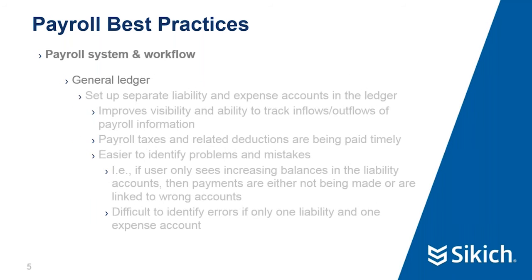The next item related to payroll system and workflow would be to review your general ledger setup. We do recommend that you have separate liability and expense accounts in the general ledger, again, to isolate those transactions so that you can determine if all of the liabilities have been paid out to the different entities that they're owed to, whether it be a 457 plan or the feds or the state.